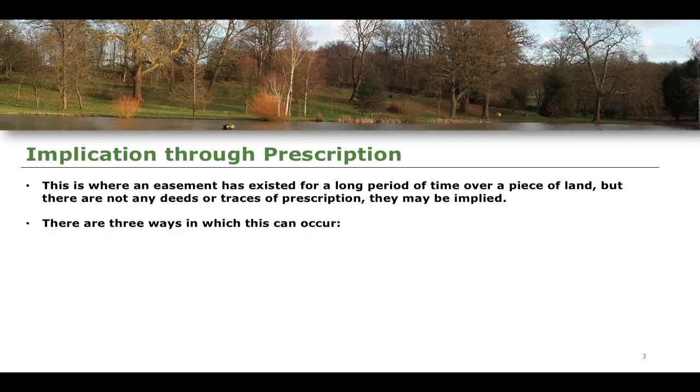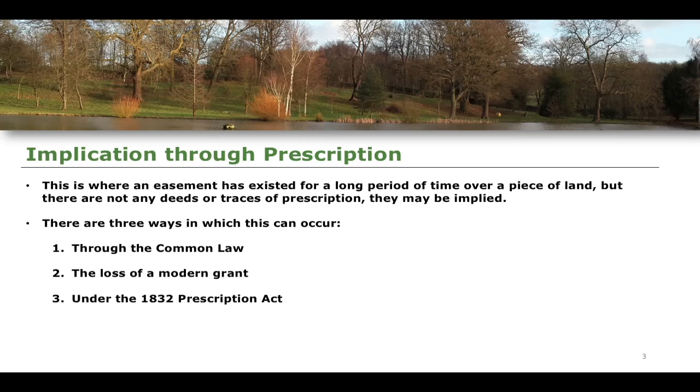There are three main ways in which we can actually see the prescription of an easement. The first way is prescription through the common law. Secondly, we can talk about the doctrine of lost modern grant. And then finally, the unfortunate 1832 Prescription Act, which we're going to have to spend a little bit of time looking at. Just bear in mind, the wording of some of the legislation in the Prescription Act is so convoluted that even the courts have said it's poorly written.